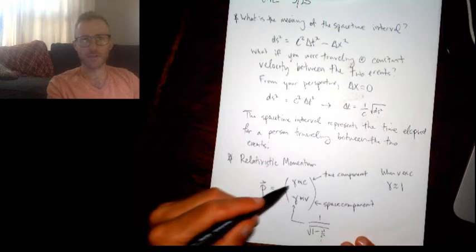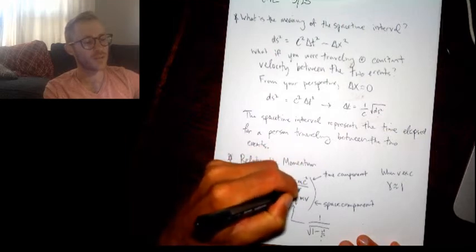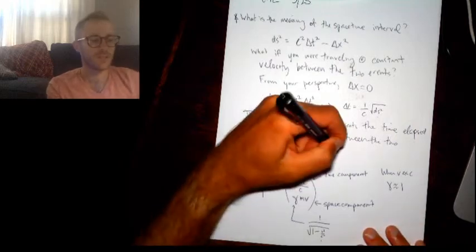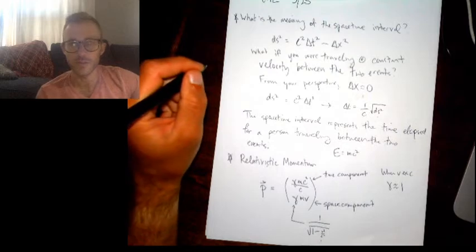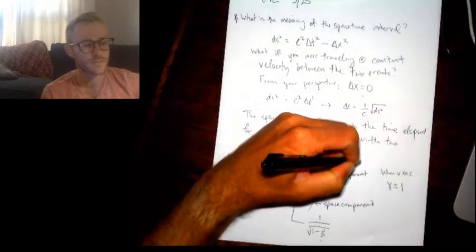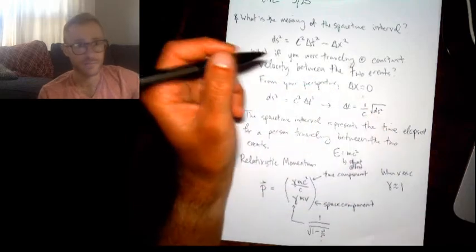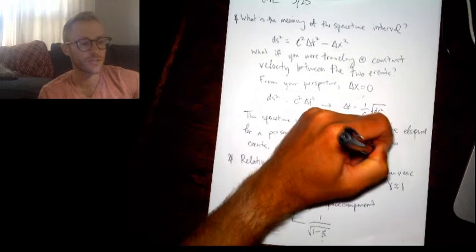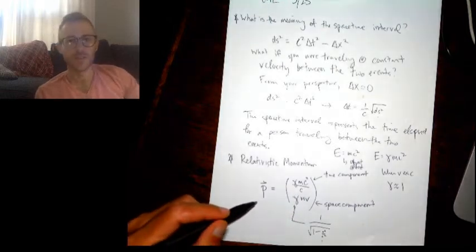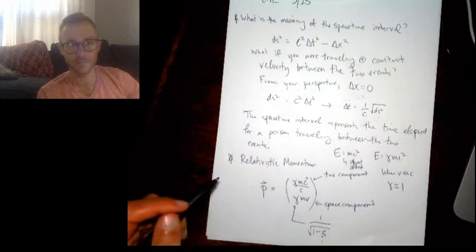Now, I want to look at the time component here. I could write the time component as gamma mc squared over c. Now, you might have heard of the equation E equals mc squared. That's Einstein's famous equation. This equation is only true for an object at rest. If something is not at rest, then we modify the formula, and it actually turns out that it's E equals gamma mc squared. So what we can see is that the time component of the momentum is actually the energy divided by c.